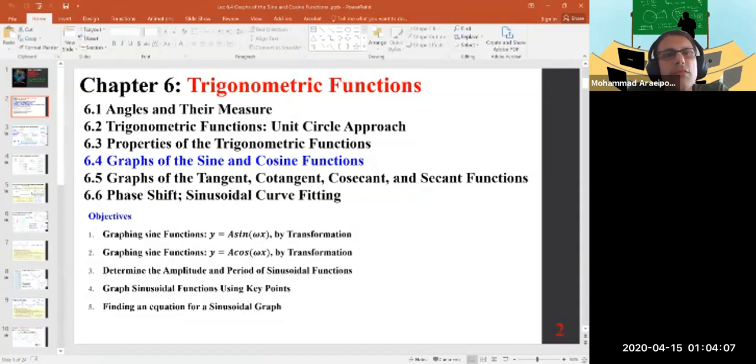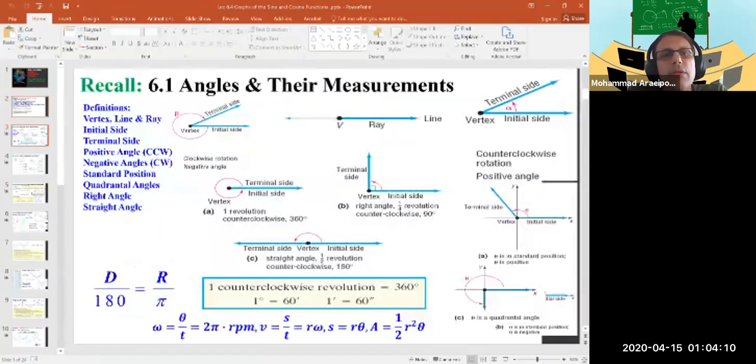We've covered a bunch of sections in this chapter. First, the basics in section 6.1, the basics of trigonometry. There were some definitions as far as angles, ray, initial side, terminal side of an angle, vertex, and conversion between degrees and radians. We also had some applications.